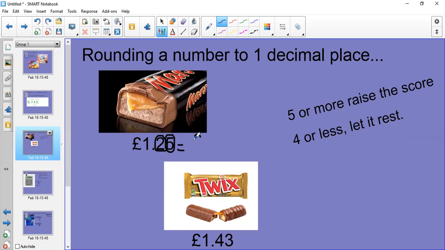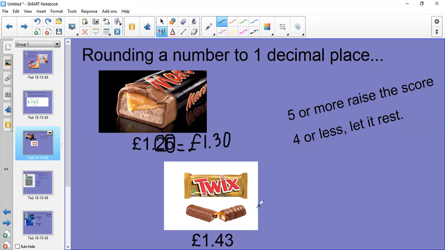£1.25 rounded to 1 decimal place becomes £1.30, because 5 or more, this number needs to go up by 1, so it becomes 1.3, and we must put our 0 in as our placeholder. £1.25 rounded to 1 decimal place is £1.30.